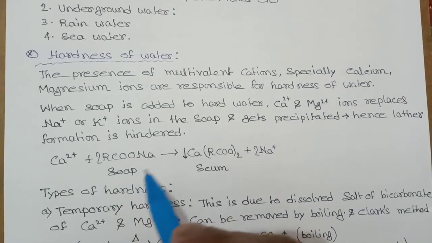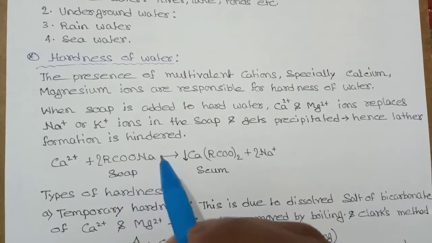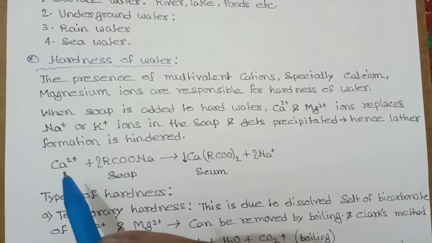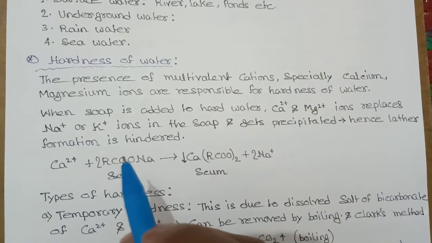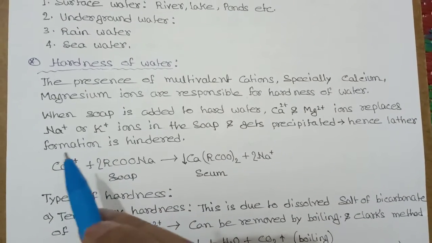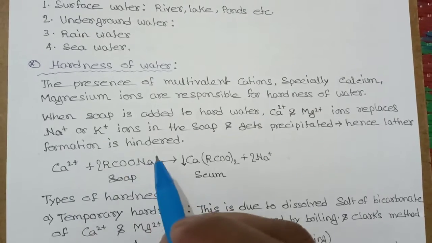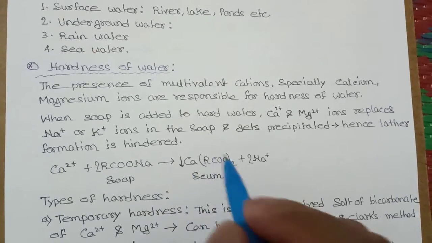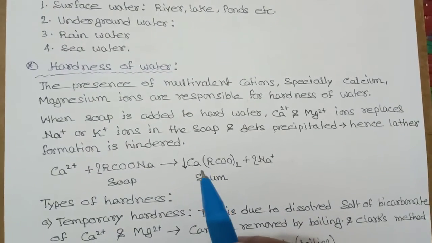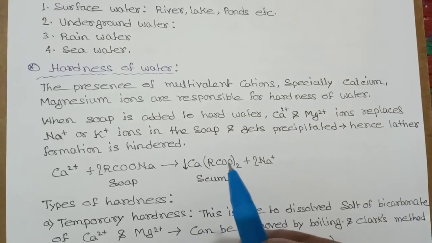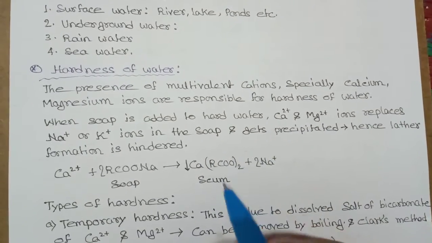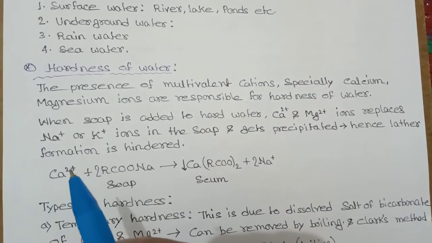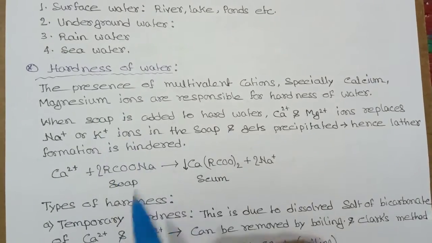See, this is the formula for soap, RCOONa, and this is the cation which is responsible for hardness of water. When this soap reacts with this ion, the calcium 2+ ion will displace the sodium ion from the soap. So there will be formation of such scum, and due to the formation of such scum, lather formation is impossible or hindered. So we have to remove this cation which is the cause of hardness of water.